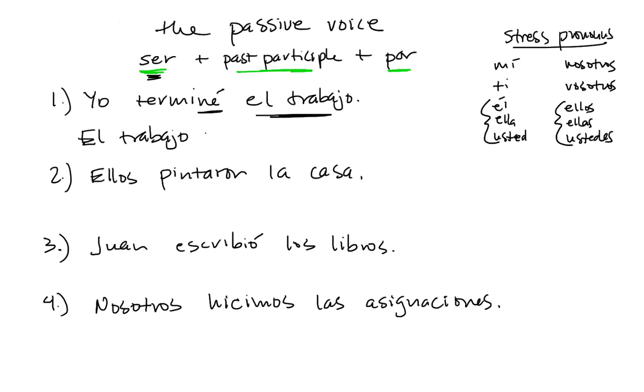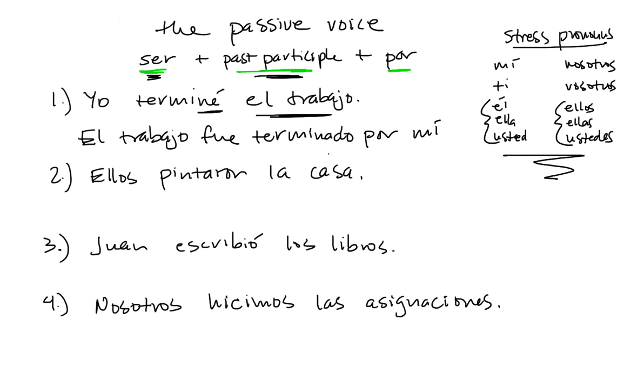El trabajo fue terminado, that's the past participle, por mí. I have over here on the side the stress pronouns because we do have a couple irregular ones we've seen earlier, just to refresh your memory. Me and ti are irregular, otherwise we use what would be the subject pronouns as stress pronouns. By me. These will follow por, para, etc. Okay, el trabajo fue terminado por mí. The work was finished by me.